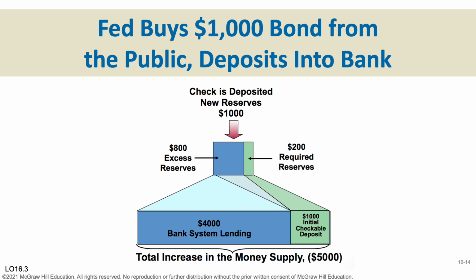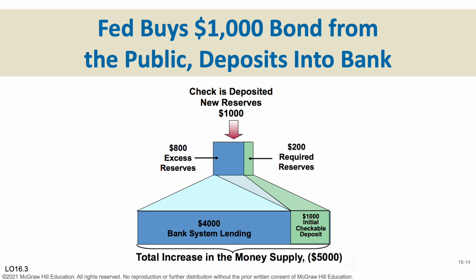Sometimes the Fed isn't buying or selling with the commercial banks. They're buying and selling with the general public. If that's the case, then it's going to touch the public's checking account. And when it touches the public's checking account, it's going to change required and excess reserves.